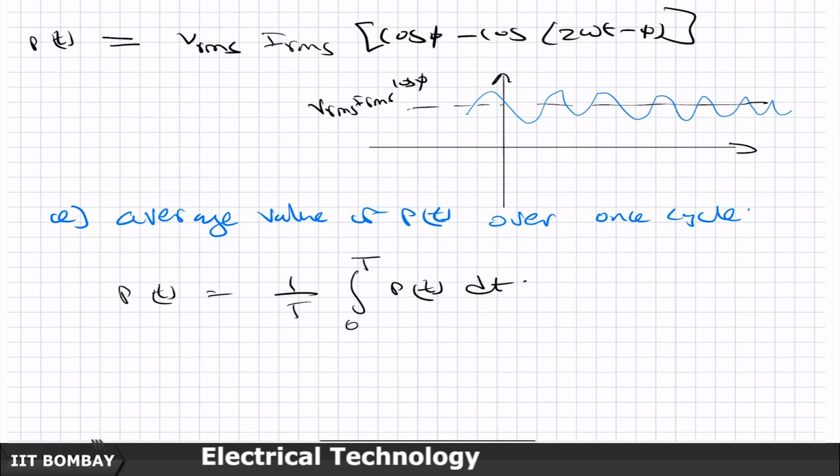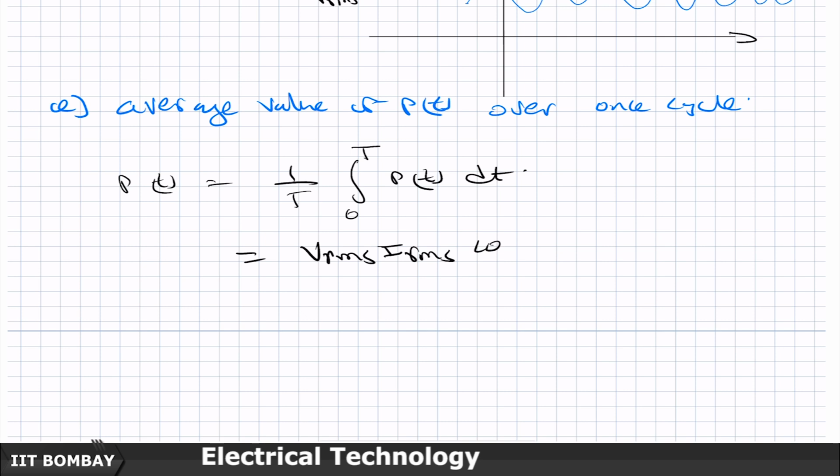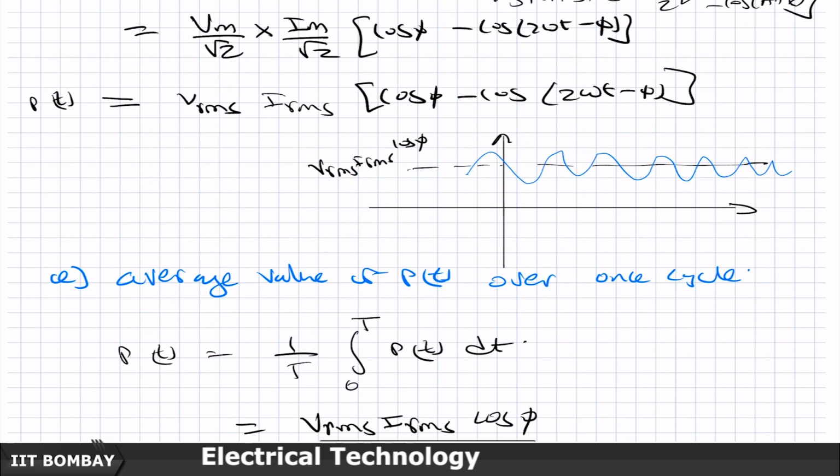Now, the first component, Vrms Irms cos phi, is a constant. So when you take it out and integrate from 0 to T, dt, you get a T, which has to be multiplied by 1 by T. So you get unity. Therefore, the first component is just Vrms Irms cos of phi.